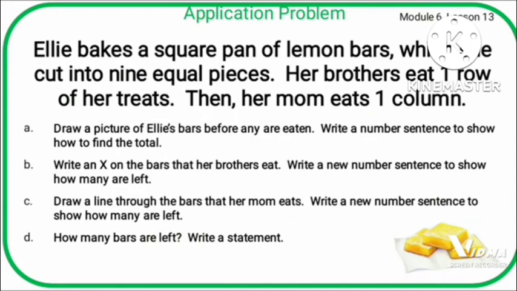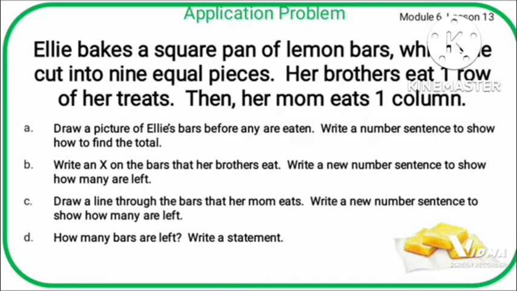Now here is an application problem. I will explain this application problem for you. Ellie bakes a square pan of lemon bars, which she cuts into 9 equal pieces. Her brothers eat 1 row of her treats. Then her mom eats 1 column. Can you draw a picture of Ellie's bars before any of it was eaten?